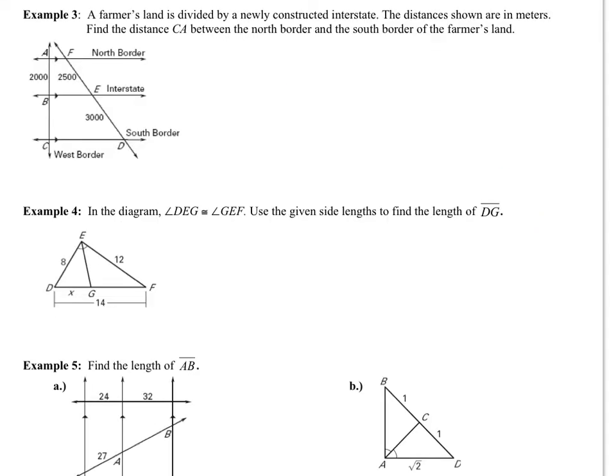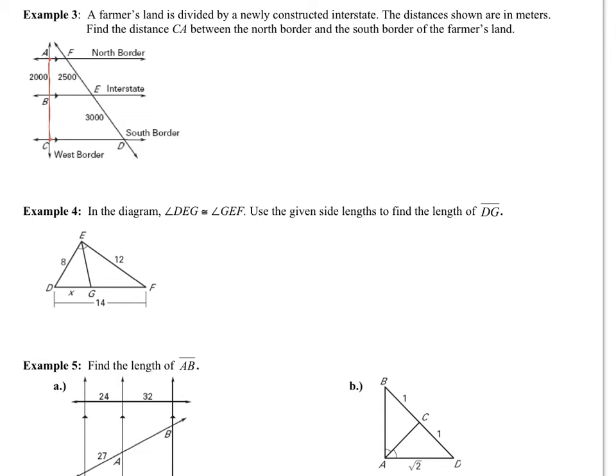Okay, now let's apply these two theorems. A farmer's land is divided by a newly constructed interstate. The distances shown are in meters. Find this distance CA, between the north border and the south border of the farmer's land.